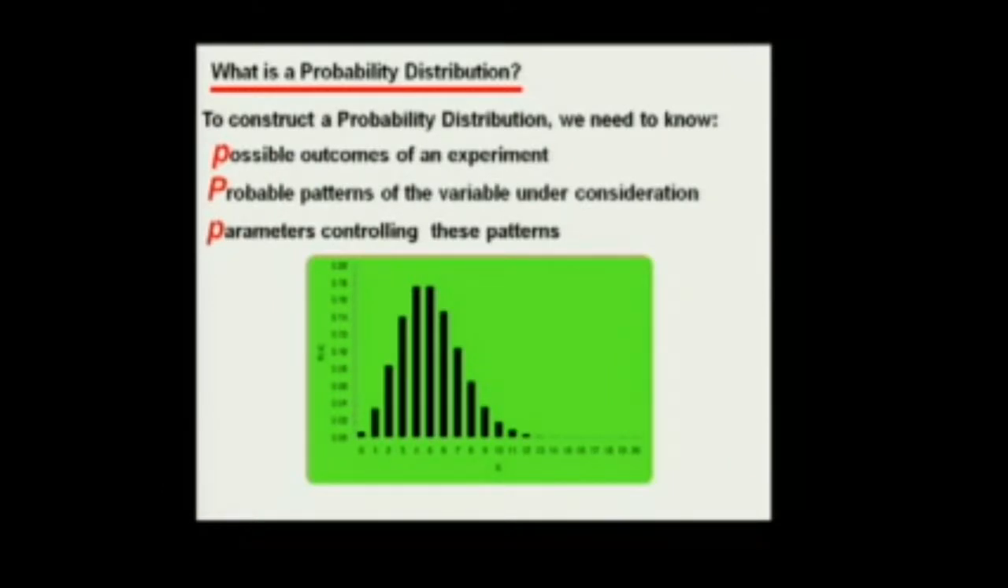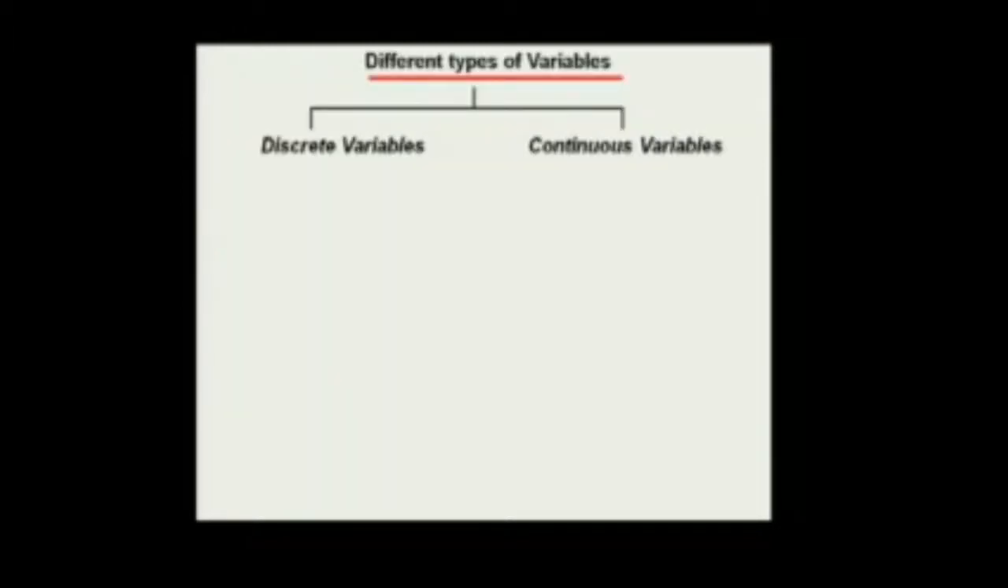To construct a probability distribution, we need to know all the possible outcomes of an experiment. We need to know the possible patterns of the variable under consideration, because it may actually follow certain patterns that we know from past experience. We also need to know the parameters controlling these patterns. So these are the 3 P's that are required in order to construct or develop a probability distribution. Let's see the different types of probability distributions.